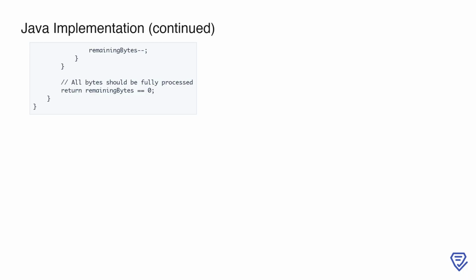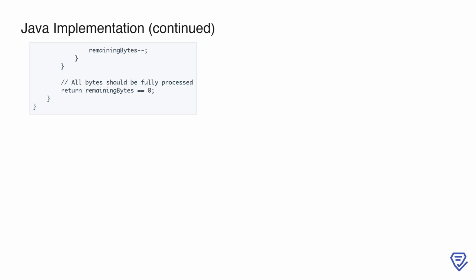When processing continuation bytes, the expectation is that their leading bits must follow the 10 pattern. To check this, we use the expression byteVal >> 6 equals 0b10. If a continuation byte does not match this pattern, it violates the UTF-8 encoding rules, so we return false. Otherwise, we decrement remainingBytes by 1 to indicate that one continuation byte has been successfully processed.